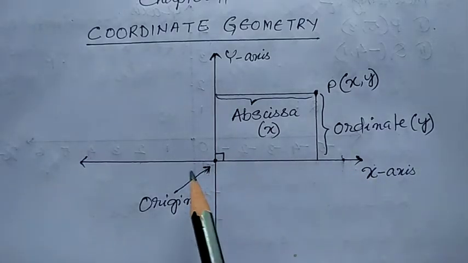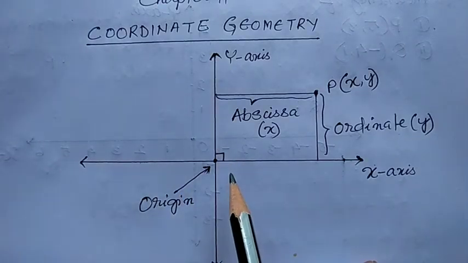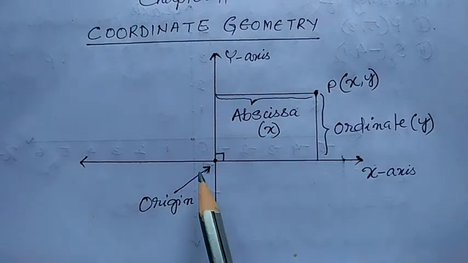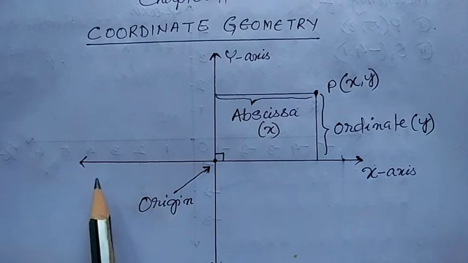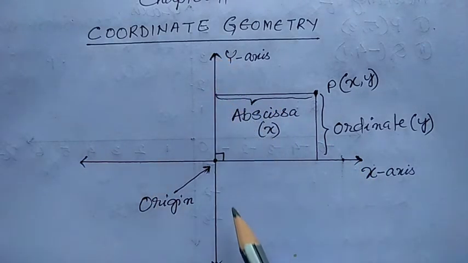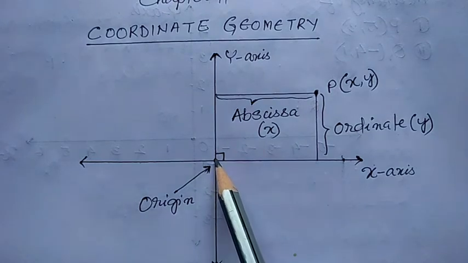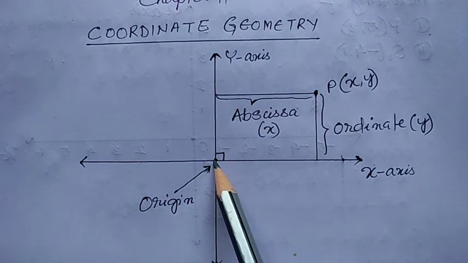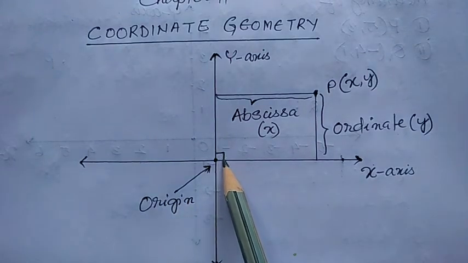Now you can see here two axes are drawn. At least you may be familiar with these axes. You have done a graph in class 9. The horizontal axis, which goes from left to right or right to left, is called the x-axis, and the vertical axis, which is from top to bottom or bottom to top, is called the y-axis. These two axes intersect each other at one point, and this point is called the origin, and these two axes are perpendicular. That means this angle is 90 degrees.